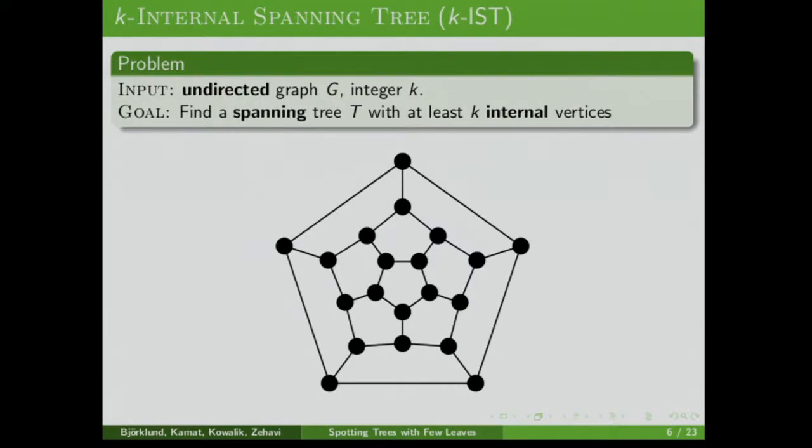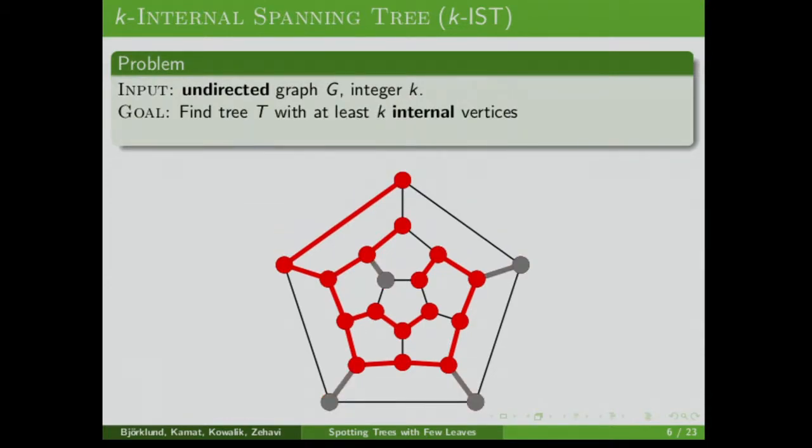All right? And on this problem I would like to stay a little bit longer because it has several equivalent formulations and some of them will be more useful for me. So the first observation is that you don't really need the adjective spanning here. Why is that? Because if you find any tree with at least k internal vertices, which is not necessarily spanning, then you can just take any vertex outside of it and connect it to the tree, and your number of internal vertices cannot drop, right?